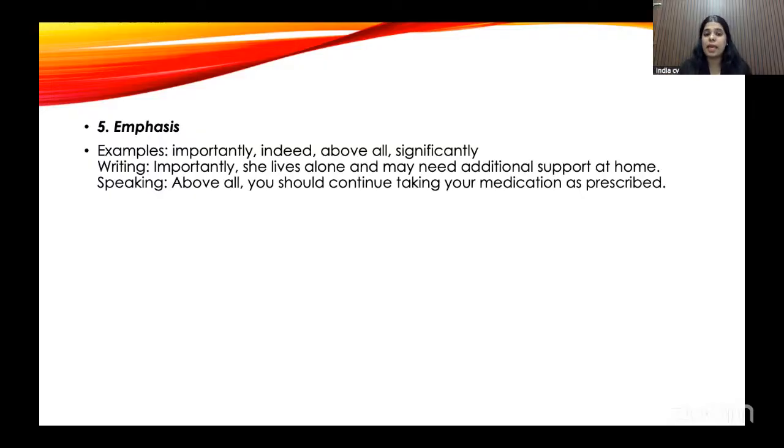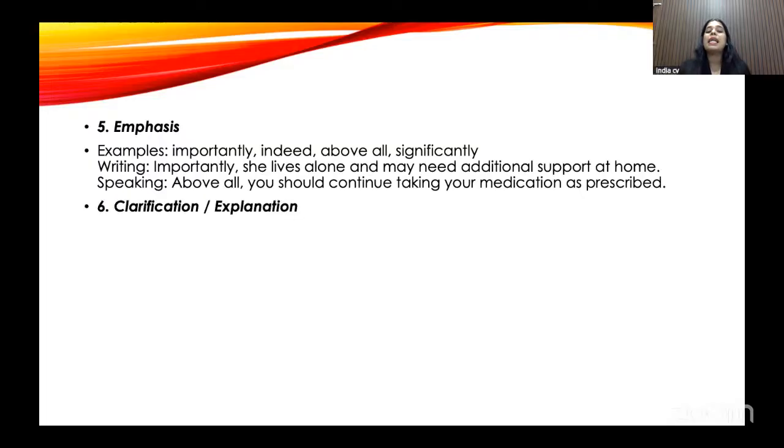Even while speaking, above all, you should continue taking your medications as prescribed. So these are informations that you want the examiner to focus on, or you want the target reader to emphasize on this information. That is why we are going to use these words.